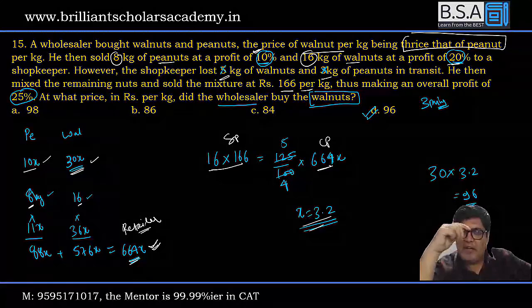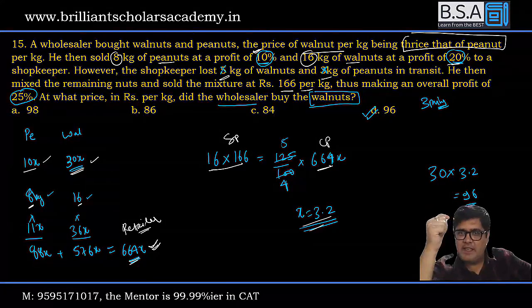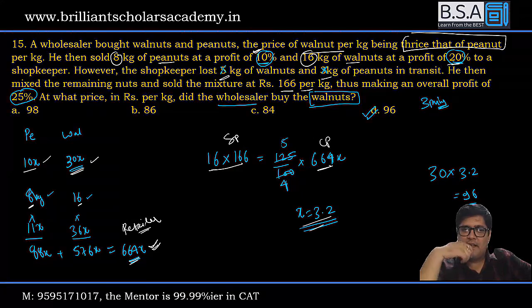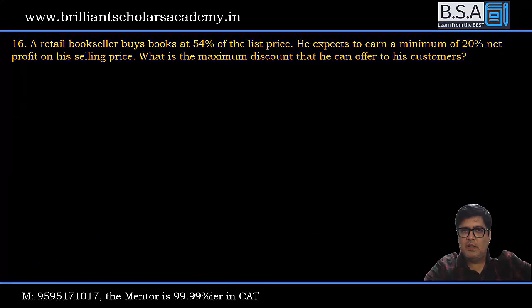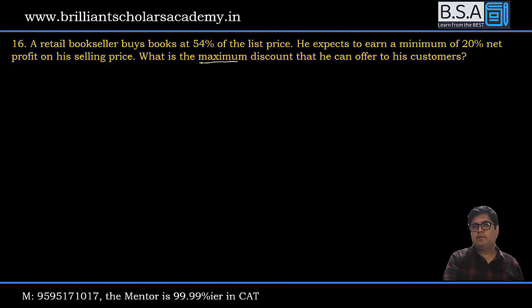Eight kilograms for 11x rupees, 16 kilograms for 36x. Multiply both, add, and that is the total cost. That is the cost for the retailer. Try this. Be careful of this word. Try.